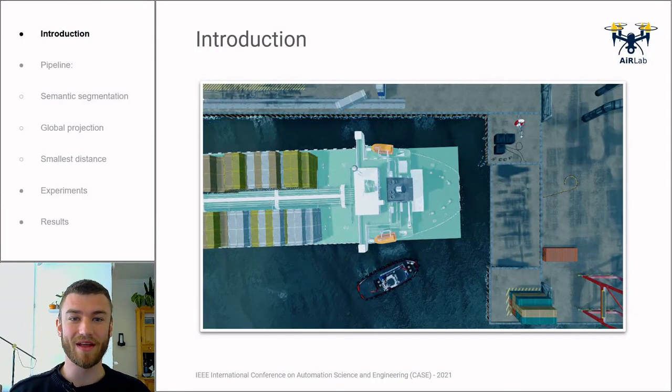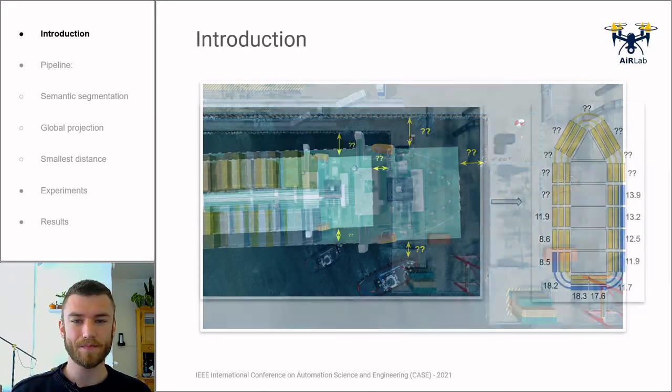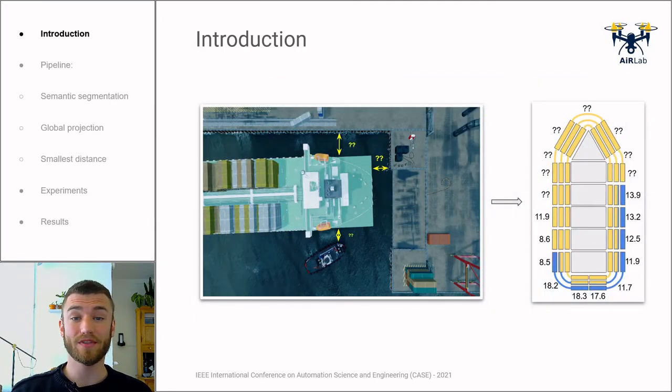Let's start looking at the problem we're trying to solve. Here we see a ship docking in a harbor. A problem for the captain is to know the distance between his vessel and the other surrounding objects, which today in many cases are communicated through radio from a third person standing on the dock estimating this distance. So our paper tackles the problem of estimating and communicating these distances to the captain through the use of autonomous UAVs and easily presenting the results to the captain.